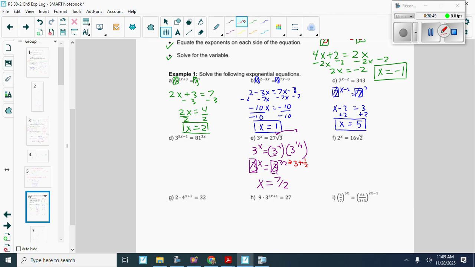So F is the same. We're going to change everything to a base 2, so that square root of 2, tell me what exponent it's going to have. Square root of 2 is going to be 2 to the 1/2.